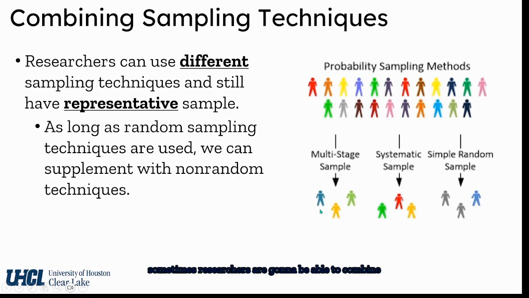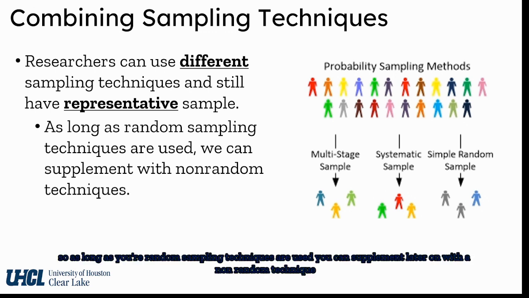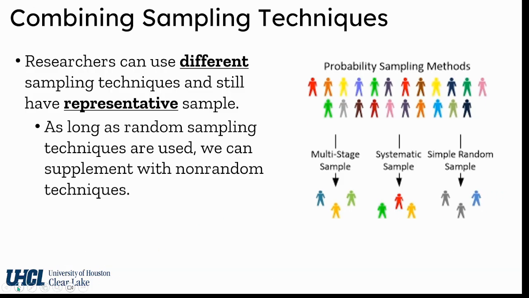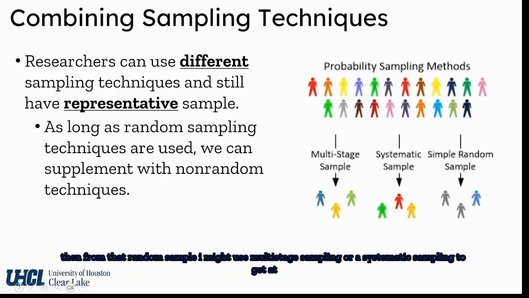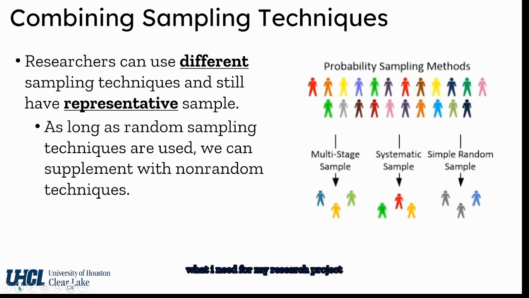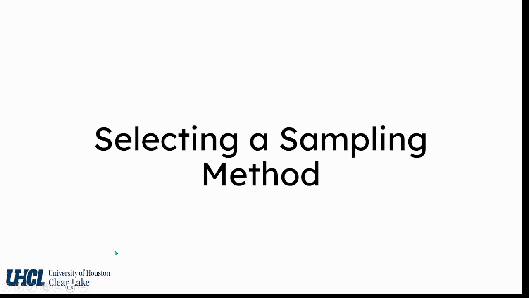Sometimes researchers are going to be able to combine different sampling techniques and still have a representative sample. So as long as your random sampling techniques are used, you can supplement later on with a non-random technique. So my initial sample is going to come from a random sample. Then from that random sample, I might use multi-stage sampling or systematic sampling to get at what I need for my research project.